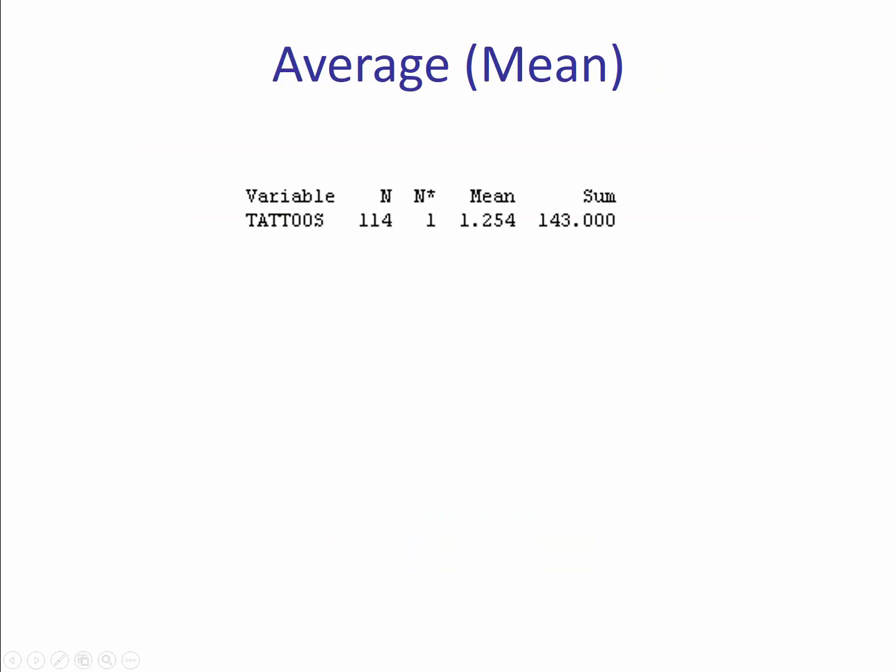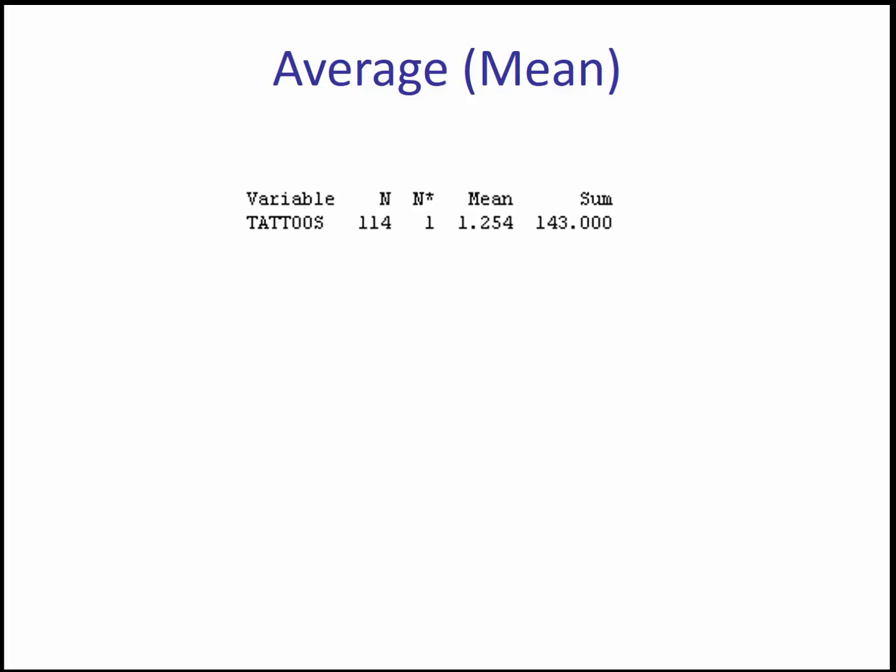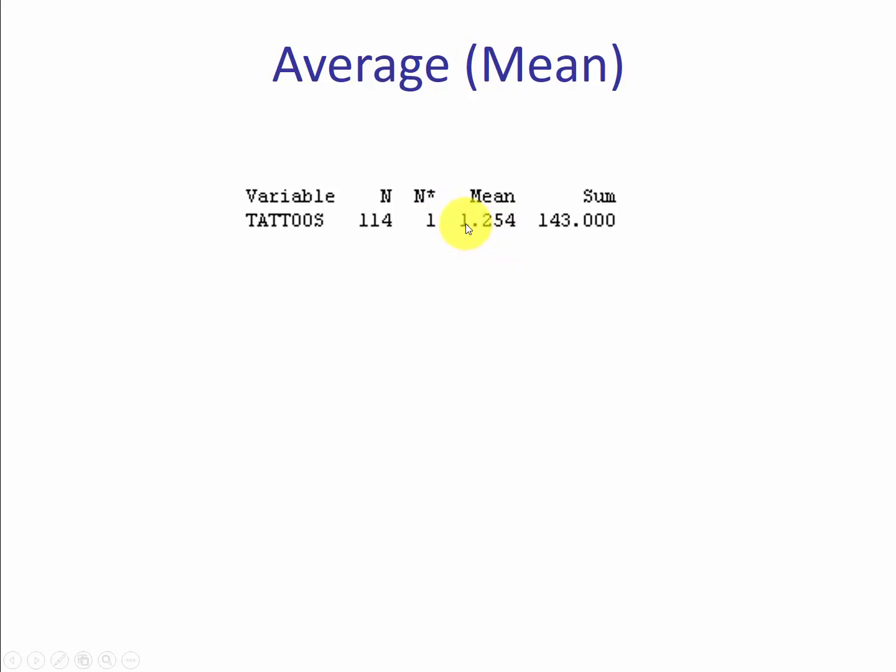And finally, we can summarize the data set by using the mean or the average. So the mean is 1.254, and because we had one student that did not respond, if we were to take the sum 143 and divide it by 114, we get an average or a mean of 1.254.